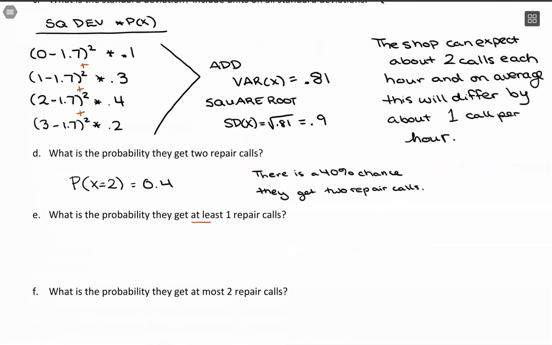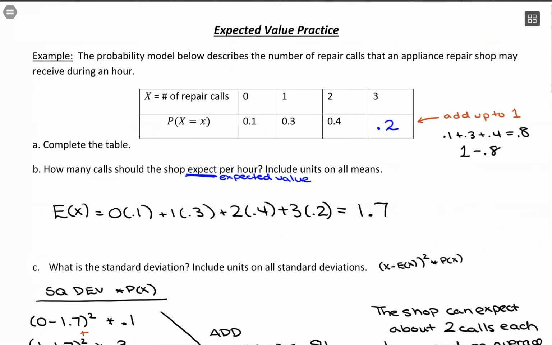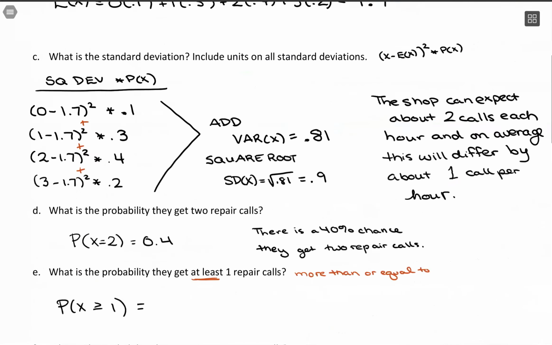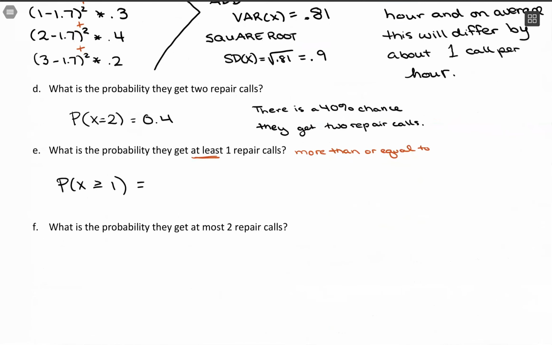Probability dealing with "at least," so they're telling us the smallest value. This is the same as more than or equal to. So with this, we want to look at the probability of being more than or equal to 1. With our table, we'll include 1, and then we want everything larger than or equal to that. So it's going to come from adding up those probabilities 0.3, 0.4, and 0.2, which will be 0.9.